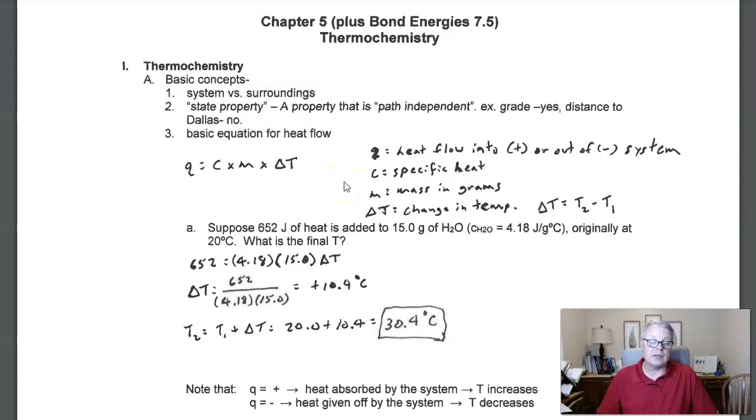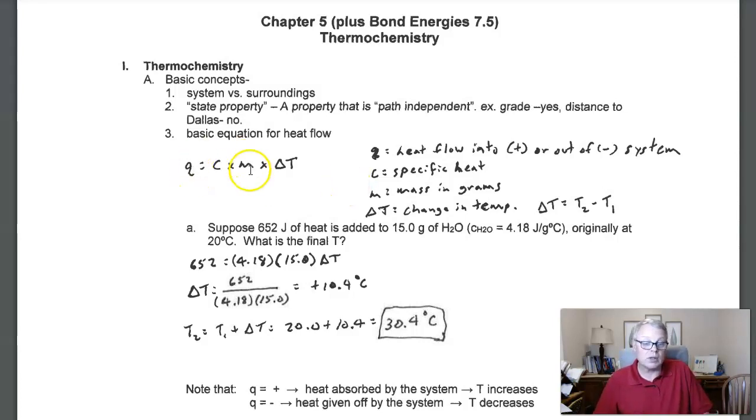All right, well, let's see if we understand this. Suppose 652 joules of heat is added to 15.0 grams of water. The specific heat of water here is 4.18 joules per gram degree Celsius. In other words, I have to add 4.18 joules of heat to raise 1 gram of water from, say, 24 degrees Celsius up to 25 degrees Celsius. Okay, and we'll say it's originally at 20 degrees Celsius. Okay, about room temperature. What's the final temperature?